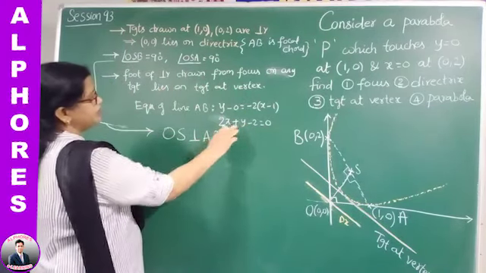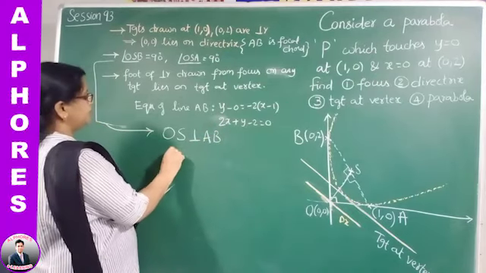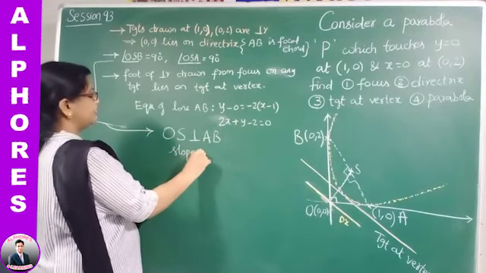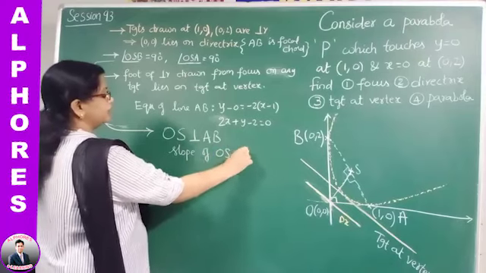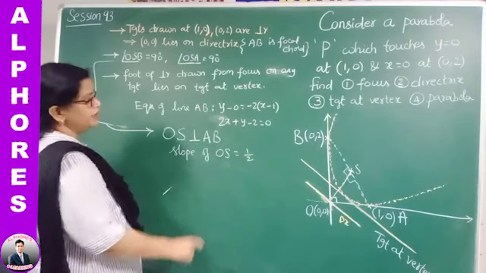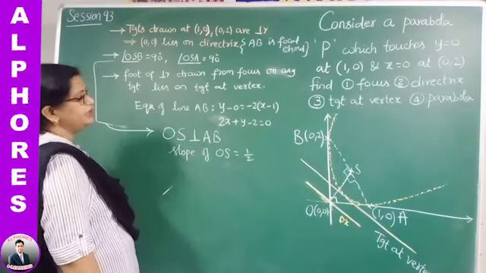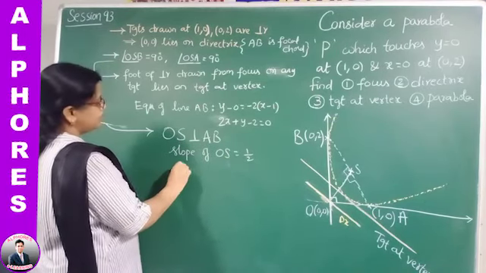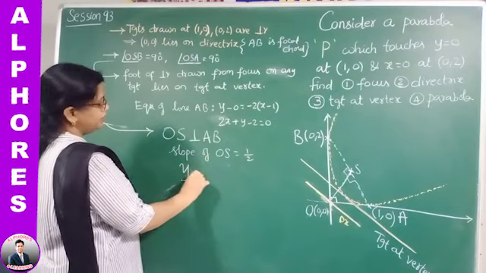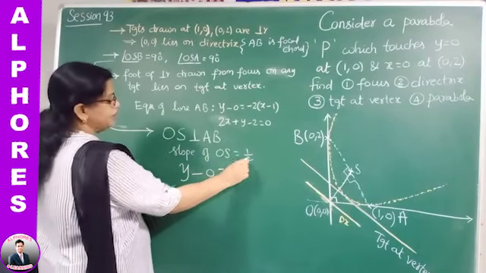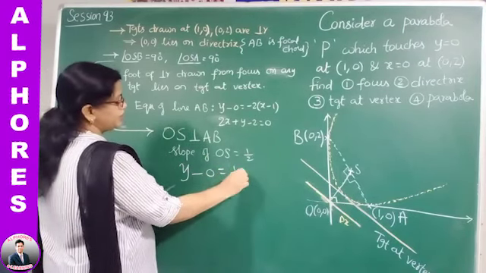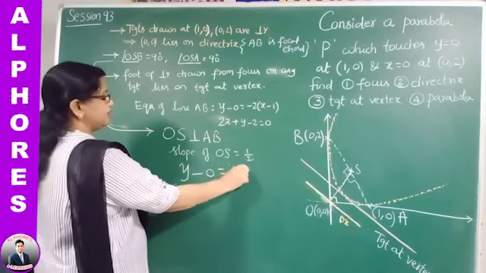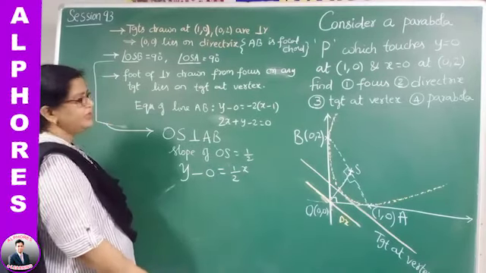What is the equation of line AB? The slope is minus 2. Therefore, the slope of OS is how much here? The slope of OS is nothing but 1 by 2, right? This is the slope of OS, students, it is 1 by 2, and therefore now we can write the equation: y minus 0, since the origin is used, equals 1 by 2 into x minus 0. So this is nothing but y equal to x by 2.